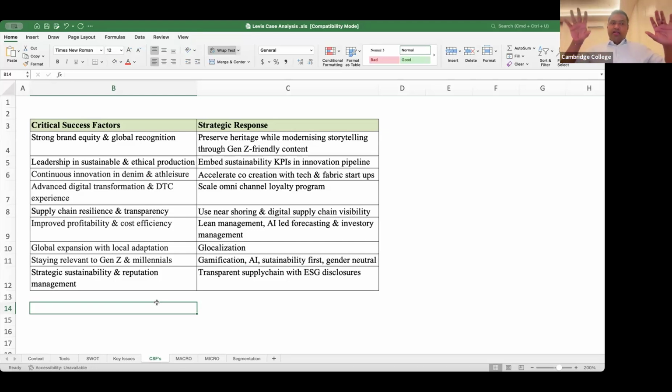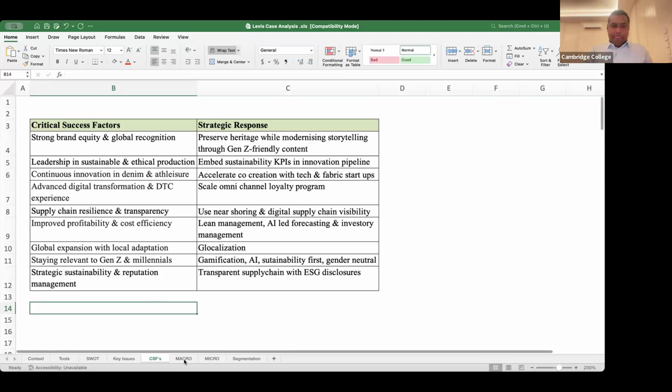So if you want to remain the market leader, I think they have about 65 to 70% market share. If you want to remain there, you need to excel. You need to be the best in the industry in all these critical success factors, factors that are critical to succeed in the industry. Global expansion with local adaptation, because there are different consumer tastes in different markets. Staying relevant to Gen Z and millennials. Strategic sustainability and reputation management. So I've highlighted some of these things as well as a strategic response there.